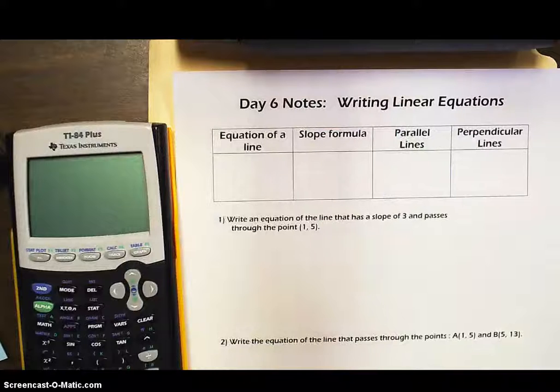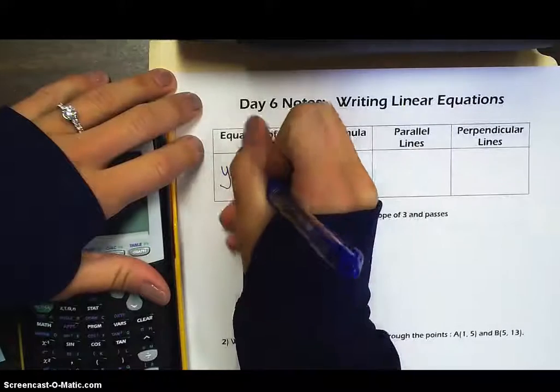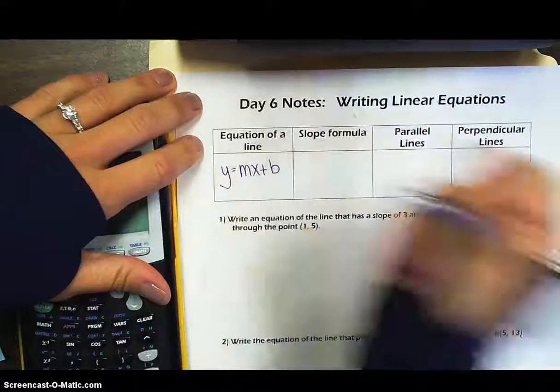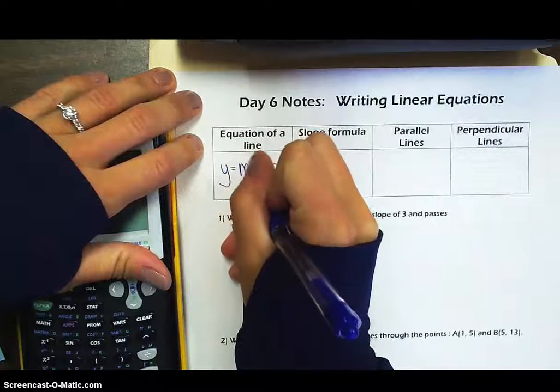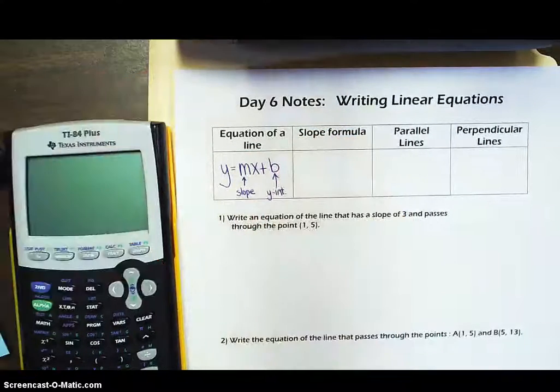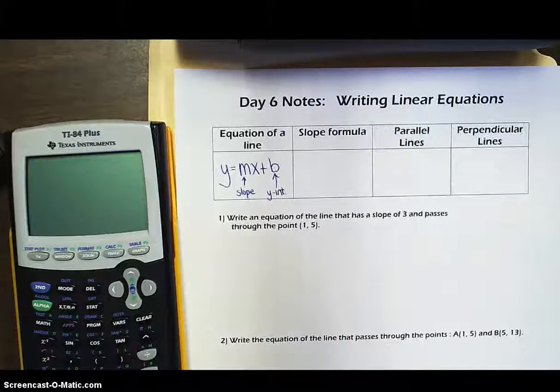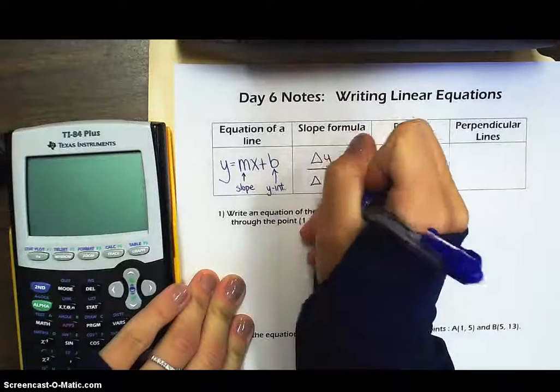Before we get started, let's review four key main ideas that are going to help us in this lesson. The first one is the equation of a line. We have to remember the equation of a line is y equals mx plus b, where m stands for the slope and b stands for the y-intercept. Another reminder is the slope formula, which is change in y all over change in x.